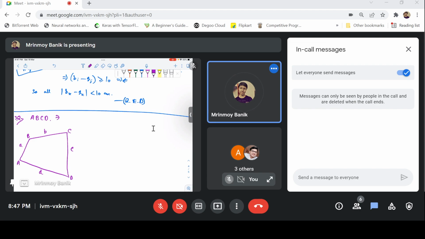So we have A divides B plus C plus D. The sum of three sides is divisible by the fourth side. And B divides A plus C plus D, and C divides A plus B plus D, and lastly D divides A plus B plus C. This is the condition we have.